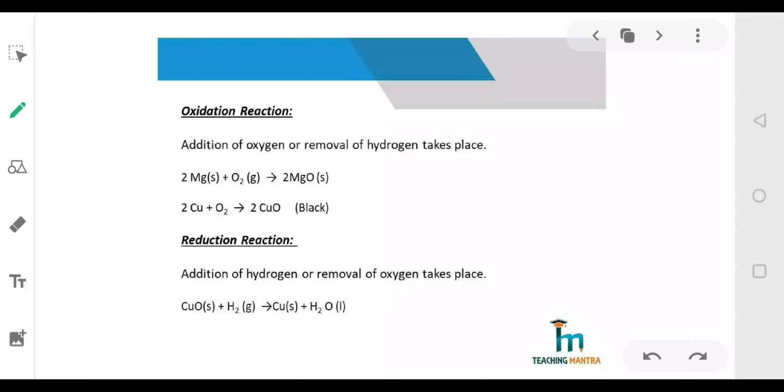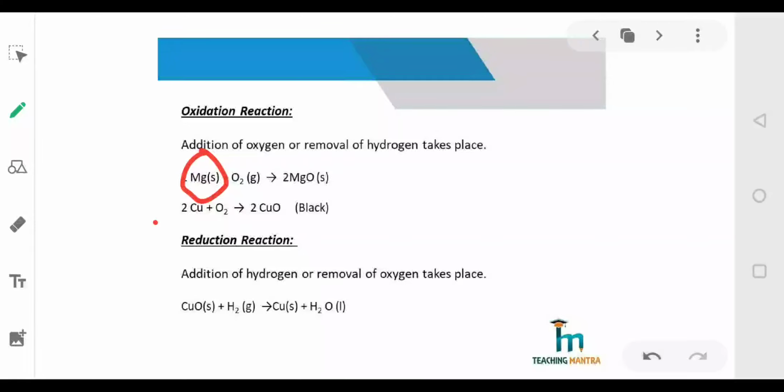Addition of oxygen. See, on the left hand side we are having magnesium plus oxygen, and on the right side we are getting twice MgO, that is magnesium oxide. So here it was only magnesium, whereas on the right side we are getting magnesium oxide, that is oxygen is being added. So it is an example of oxidation reaction.